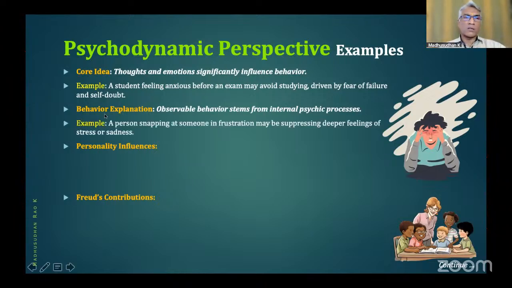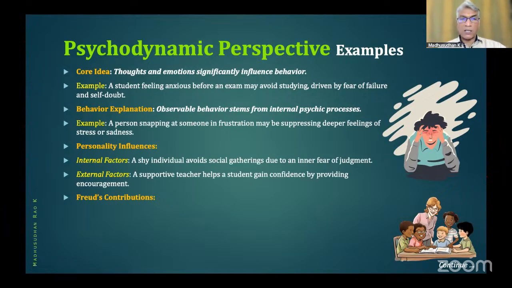Another example: a person snapping at someone in frustration may be suppressing deeper feelings of stress or sadness. Now, personality influence, an internal factor. A shy individual avoids social gatherings due to an inner fear. As I already told you, if an individual shies away from something, he doesn't want to get involved with anybody. So what does he do? He avoids meeting anybody, right?